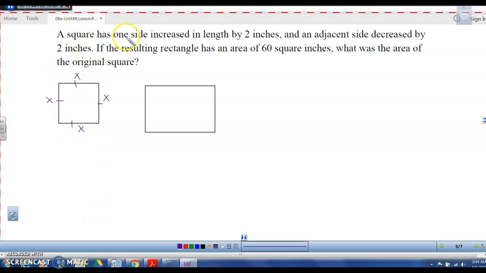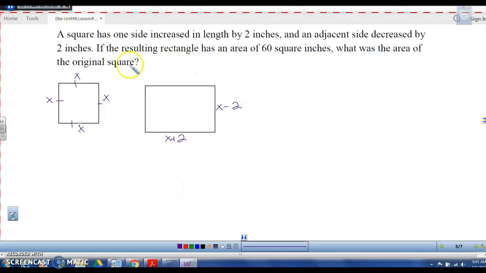It says one side is increased in length by 2 inches. So if I took this side and increased it by 2 to make the rectangle, what's the new length going to be? It's going to be x plus 2. X increased by 2. An adjacent side means a side next to. So we use this side right here, so a side next to that would be either this one or this one. Let me use this one over here. An adjacent side is decreased by 2 inches. So if this side is x, decreased by 2, this will be x minus 2. Again, not to scale, but that's okay.